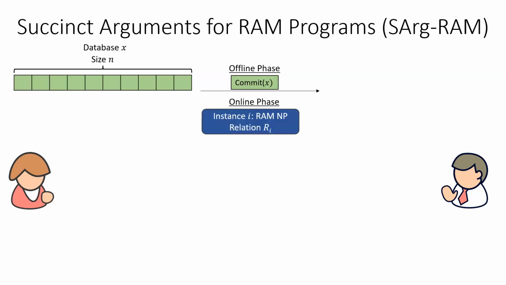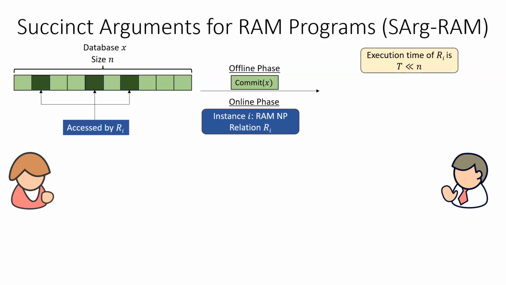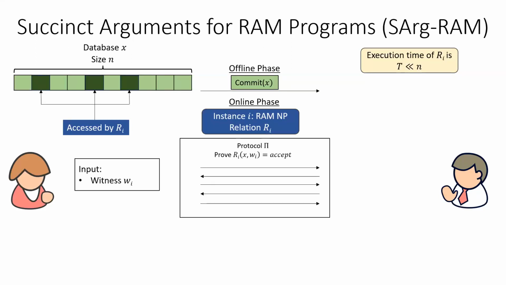Now, let us consider the ith instance of the online phase. So here we have an NP relation Ri, which is executed by a RAM program. And we are in this interesting setting in which the execution time of the RAM relation Ri is sublinear in the size of the database. That is, in its entire lifetime, Ri happens to access only a small set of bits of the database. Now, holding the witness Wi, the prover with the verifier runs the protocol pi to prove that relation Ri on database X with witness Wi outputs accept.